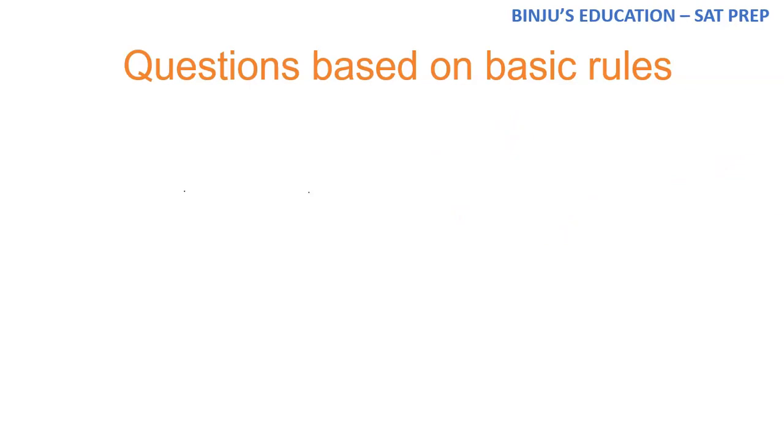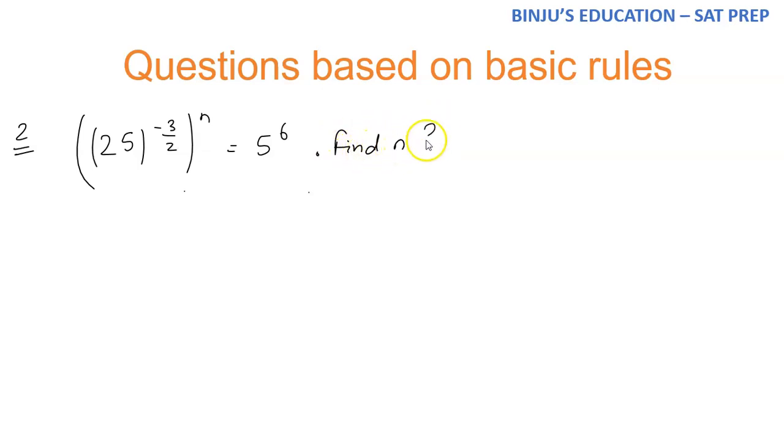Now it's time for question number 2. What is question number 2? Question number 2 is 25 to the power minus 3 by 2 whole to the power n is equal to 5 to the power 6. Find n. So you know the properties. This question requires a couple of properties from the 6 properties that we have discussed. Pause the video, try the question yourself, and play back the video.